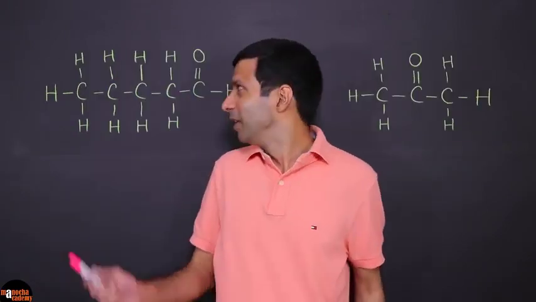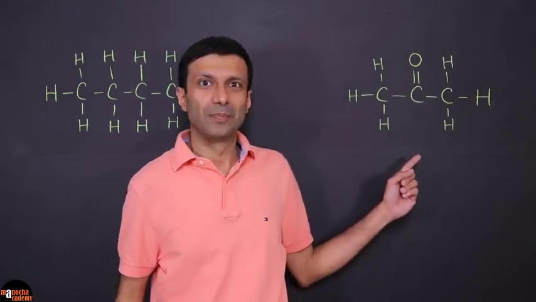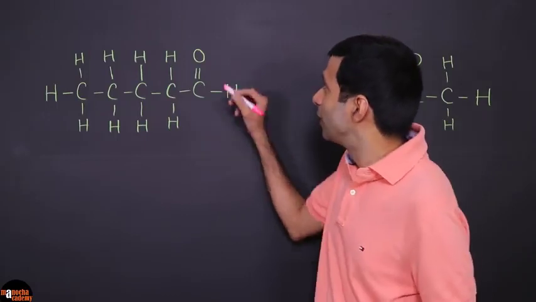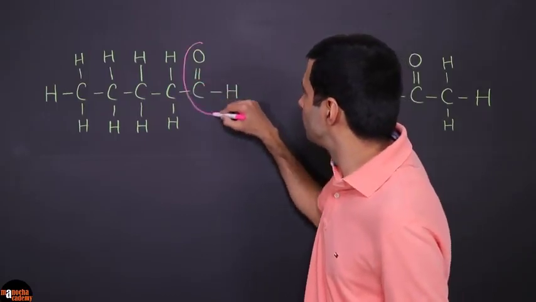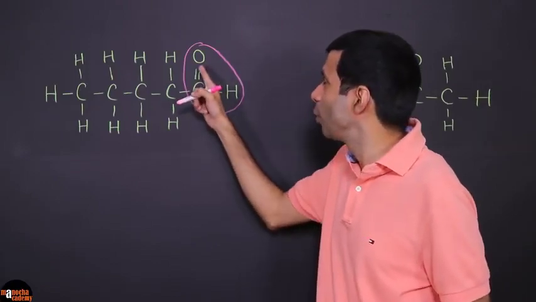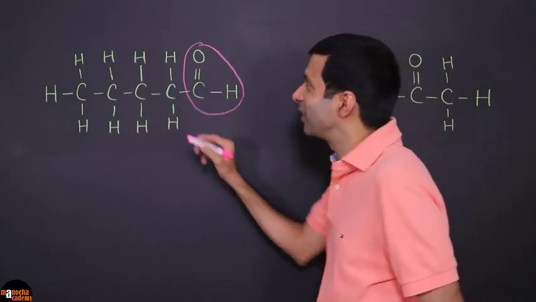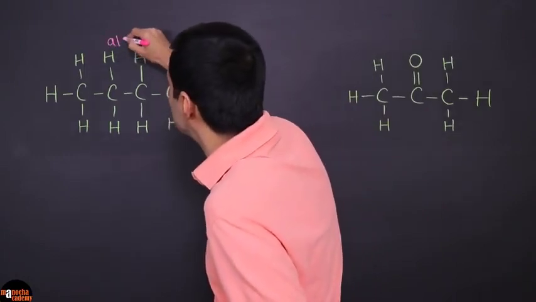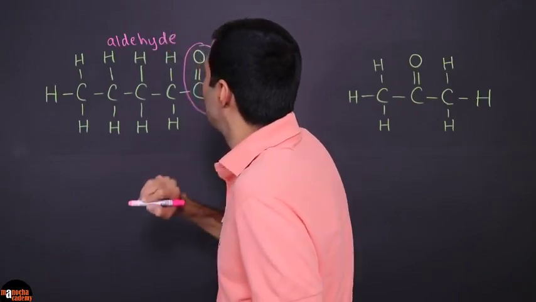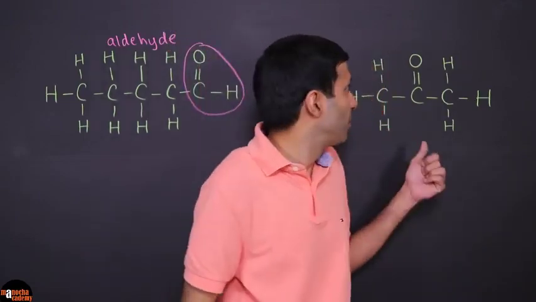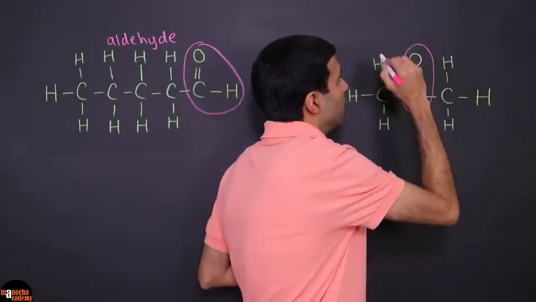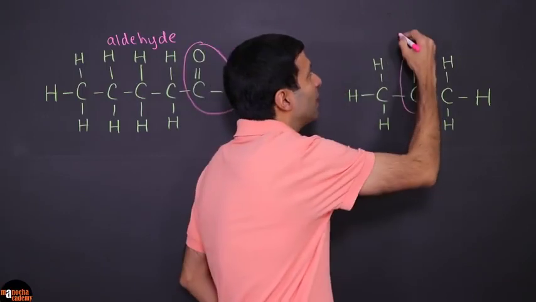Now let's try to name these 2 compounds. Earlier we had seen the alcohol functional group. Here also there's a functional group. So do you know the name of this functional group which has C double bond O and H? That's right, it's called aldehydes. And what is the functional group on this compound? This is our functional group, and it's called ketone.